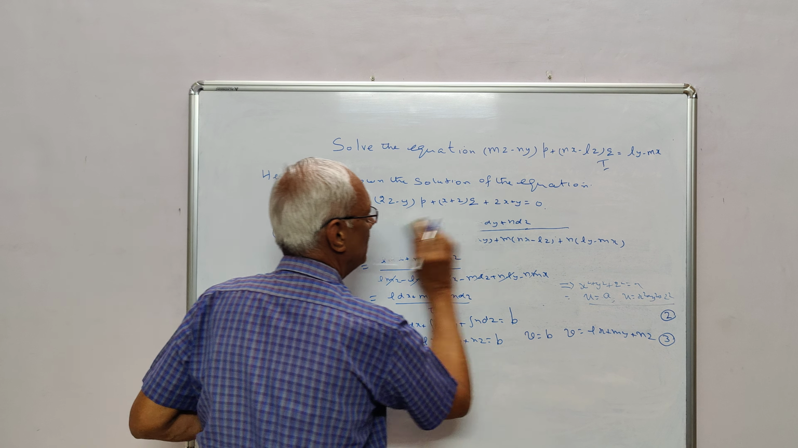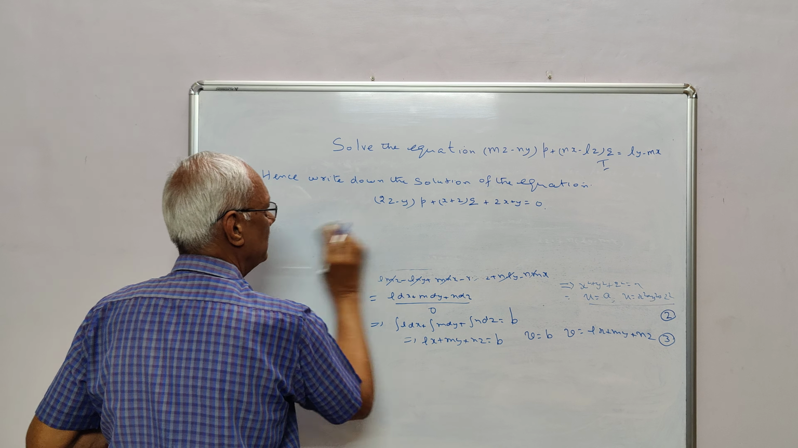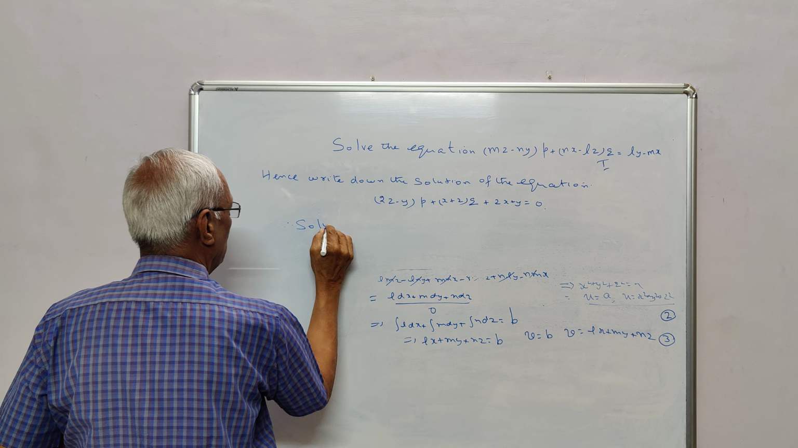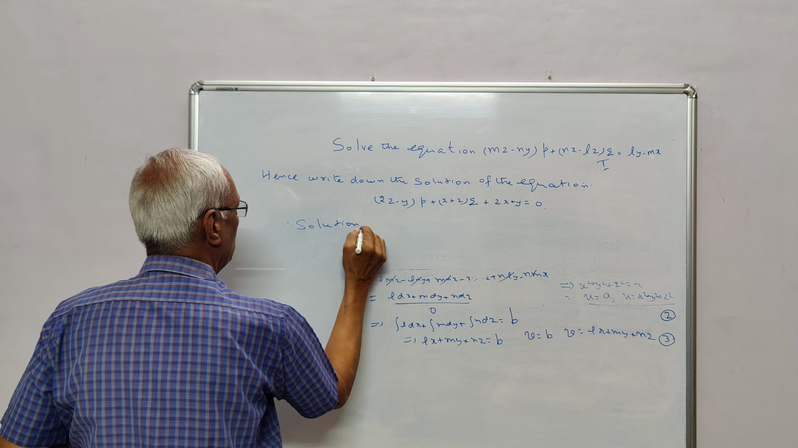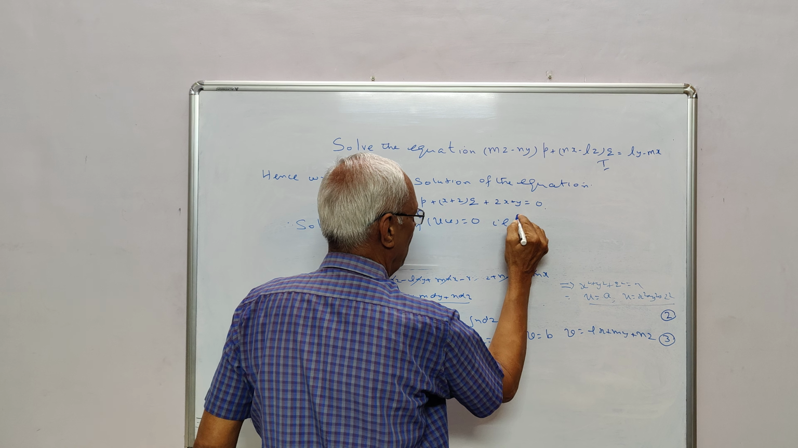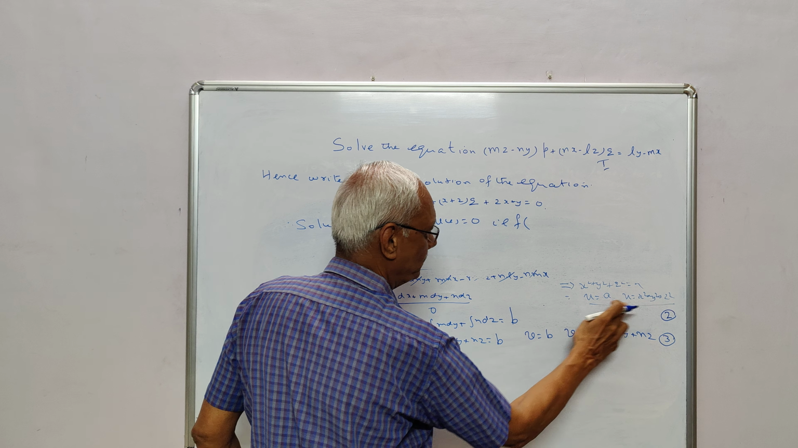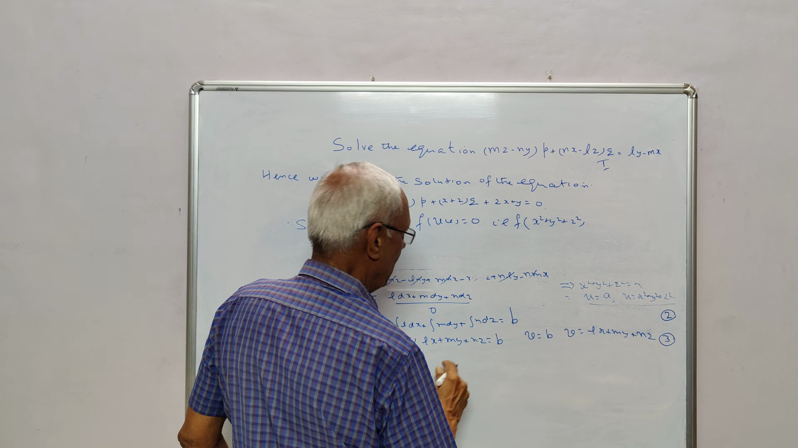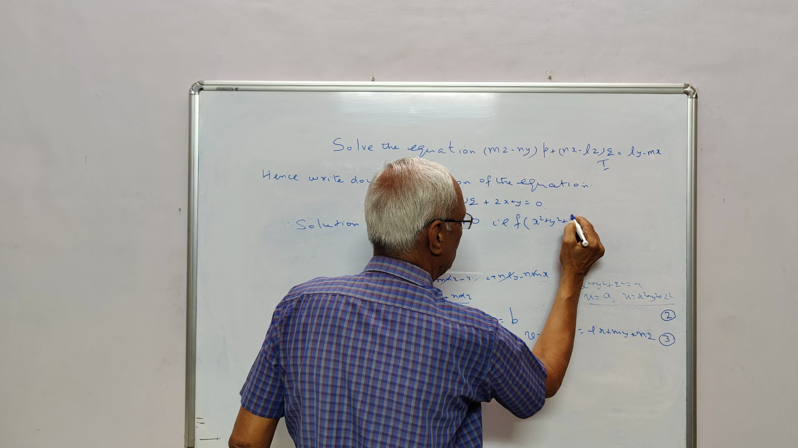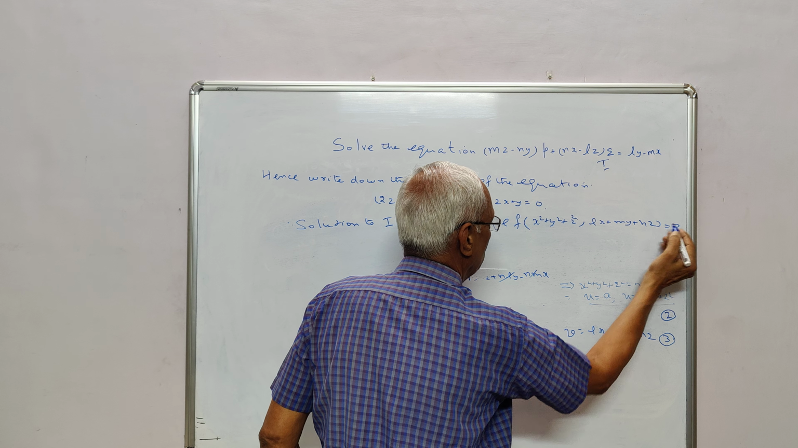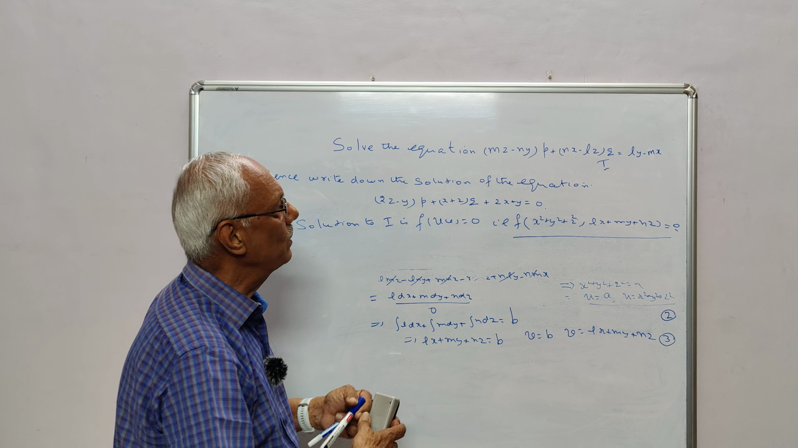Therefore, the solution to 1 is f of u, v is equal to a constant. That is f of, what is our u here? U is x square plus y square plus z square. And what is our v now here? Lx plus my plus nz is equal to 0. So this is the solution. So let me go to the next problem.